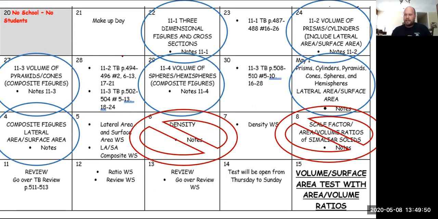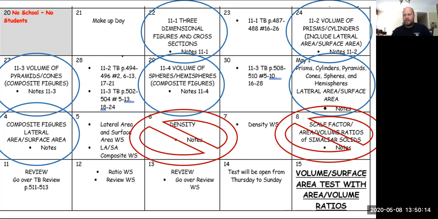We're doing density, which also includes displacement, and then similar solids, which includes things like scale factor, area ratios, and volume ratios. So those are the things that we're covering today. Now, again, all of the stuff that we're covering today, they're important topics. However, we are going to leave them off of the next test.